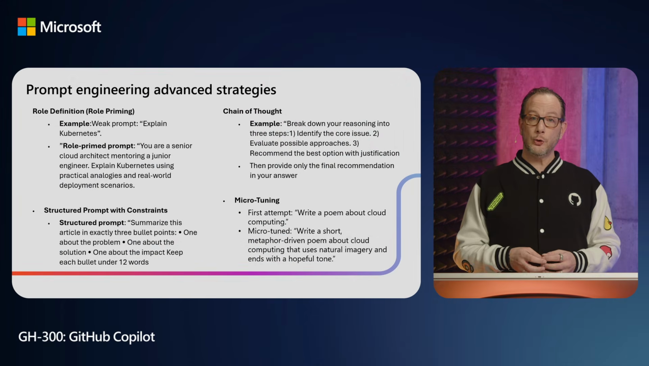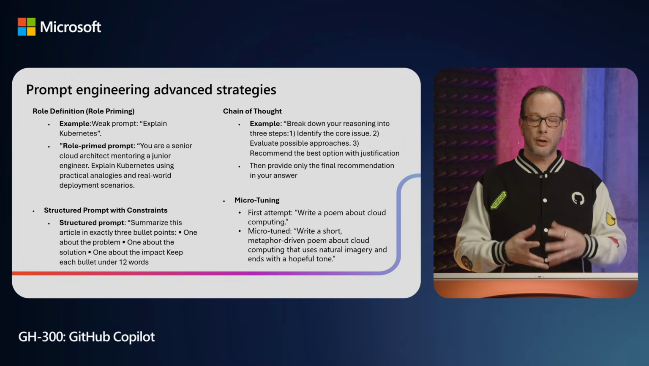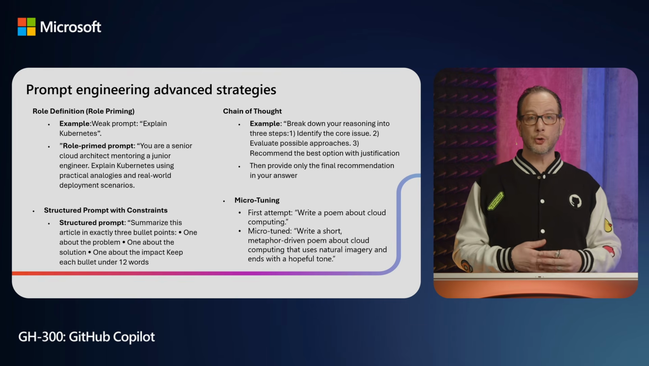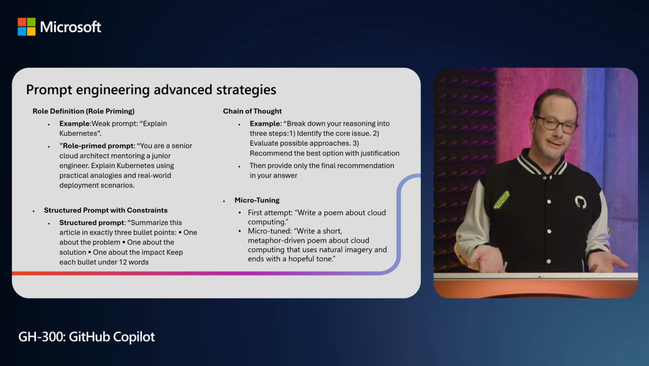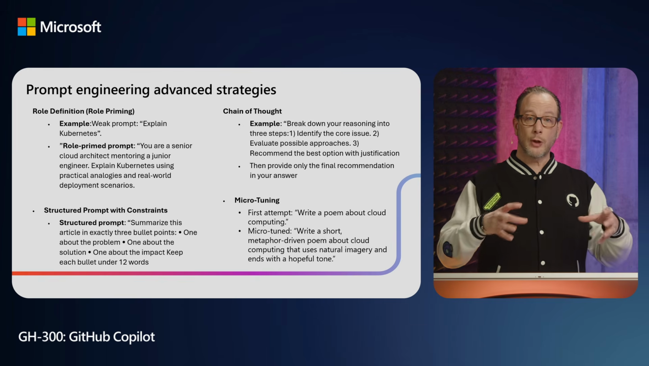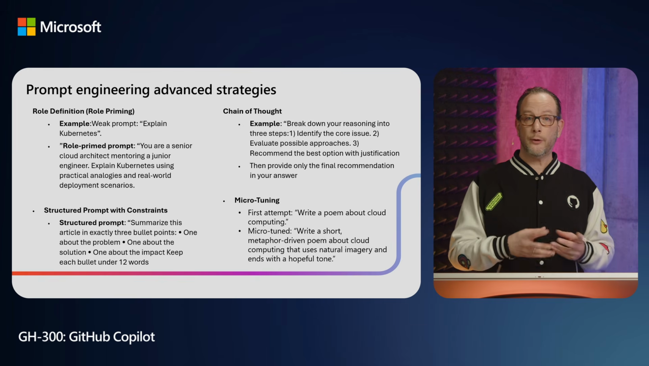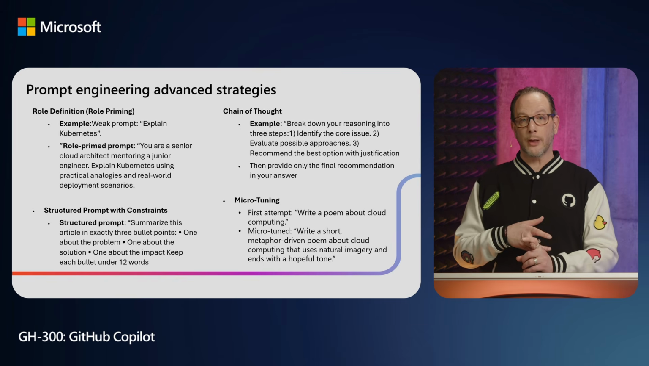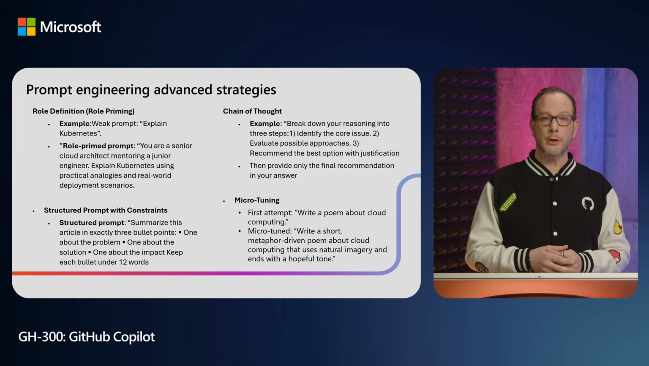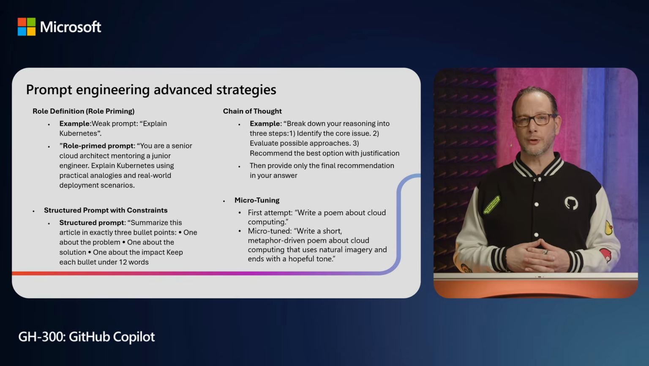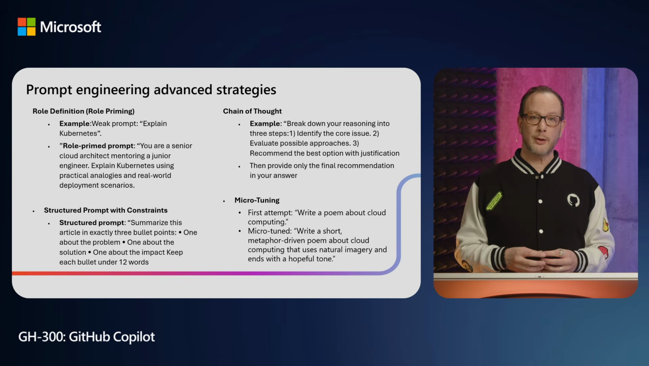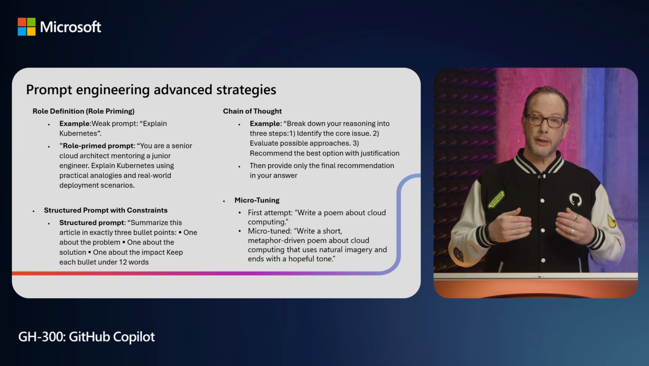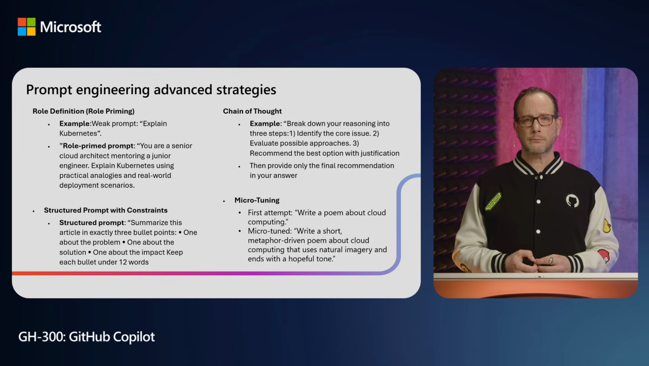Another technique is using structured prompts. A clear structure reduces randomness and compels the model to adhere to the intended format. So for example, write a prompt like, summarize this article in exactly 3 bullet points. One about the problem, one about the solution, and one about the impact. And keep each bullet under 12 words. This again works well because the provided constraints serve as the guardrails. The model now has a blueprint for the output.